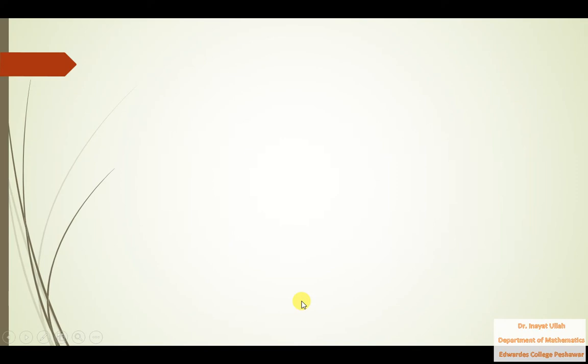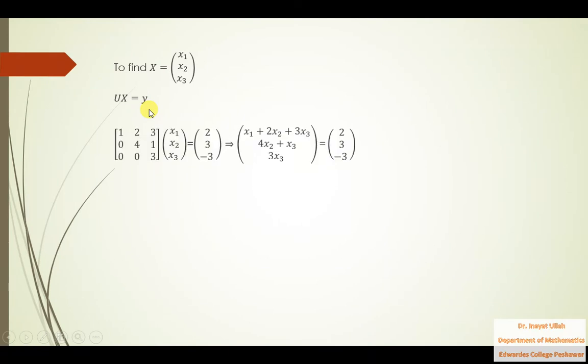That is y. Now the last one is we need to find x, which is actually x1, x2, x3, by equating ux to y. ux is equal to y. U is actually the upper triangular matrix, and x1, x2, x3 is equal to y, which is obtained previously. Now multiplying this matrix with this one to get this matrix, and equating this equal to 2, this equal to 3, and this equal to minus 3.